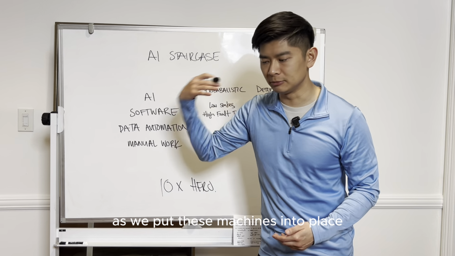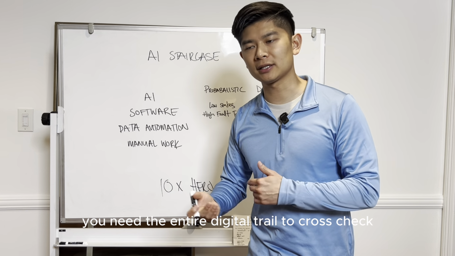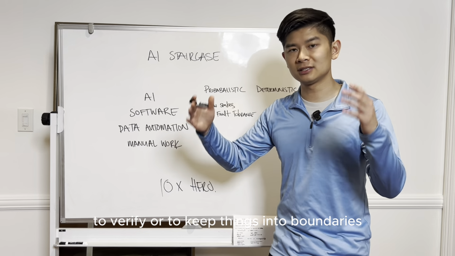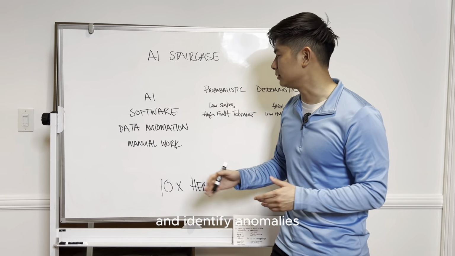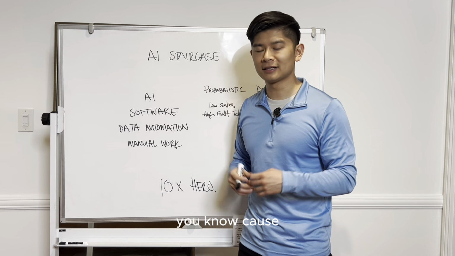As we put these machines into place, you need the entire digital trail to cross-check, to verify, or to keep things within boundaries and identify anomalies. There needs to be a digital trail. So it's very unlikely, because this has actually happened.